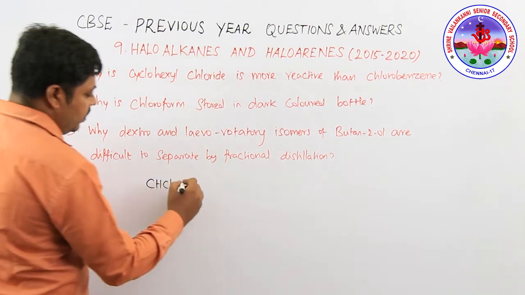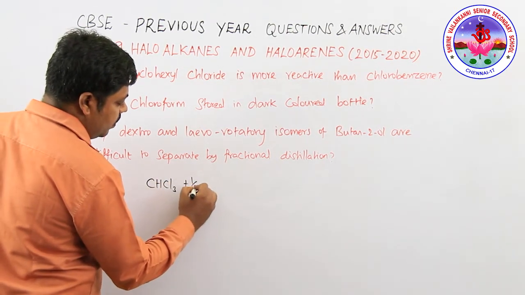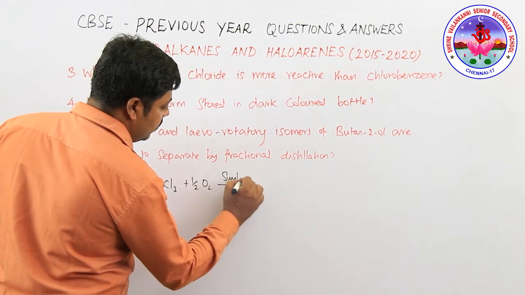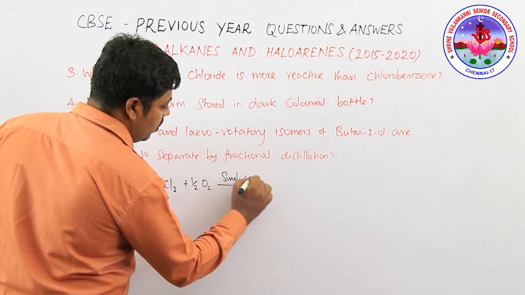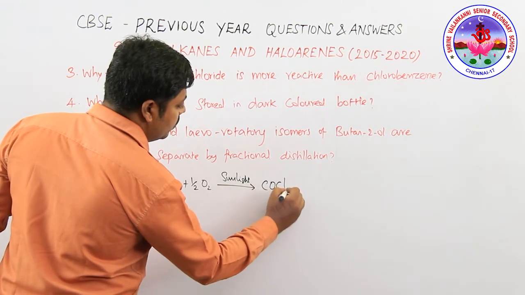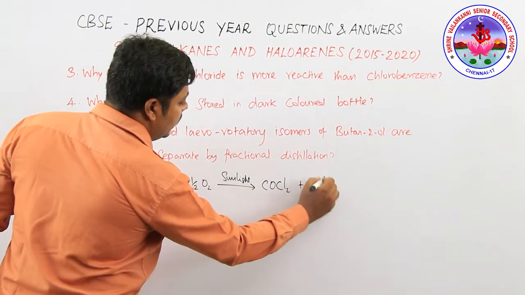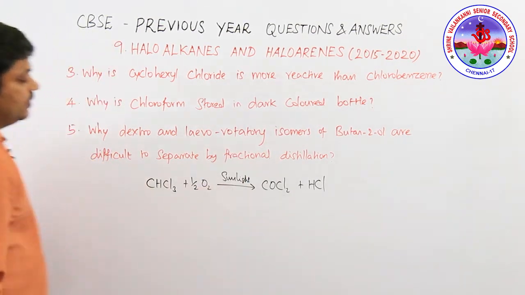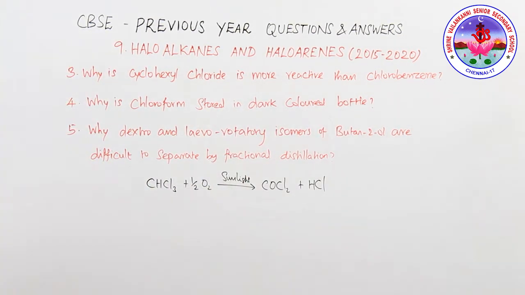Chloroform reacts with oxygen in the presence of sunlight. So what happens is COCl2 and HCl are formed. This is called phosgene, a poisonous gas. Okay. The next question is why.